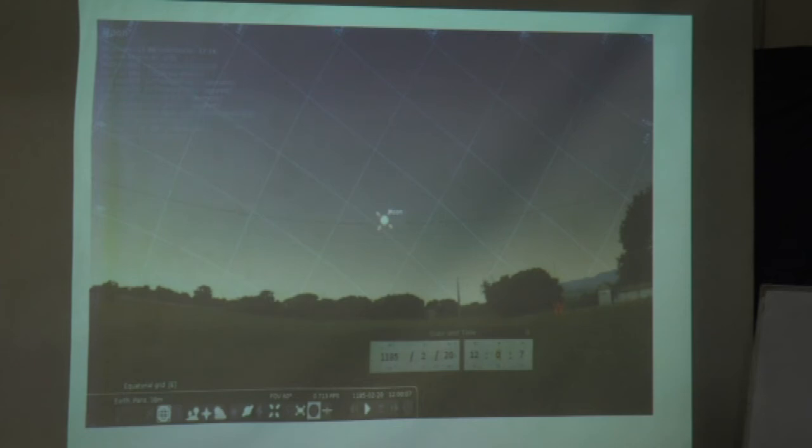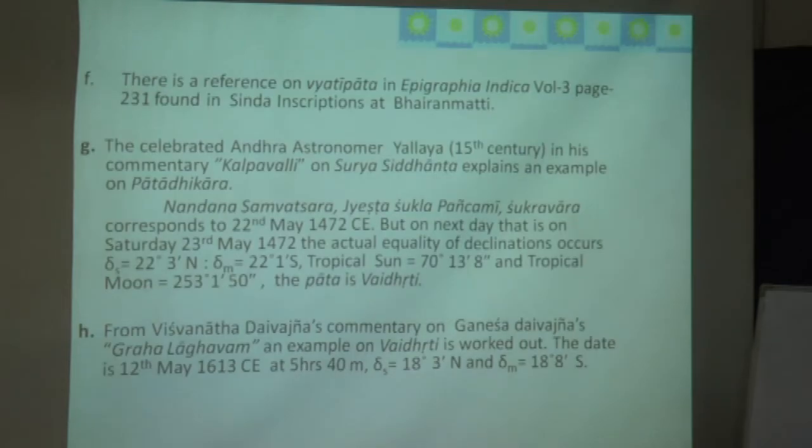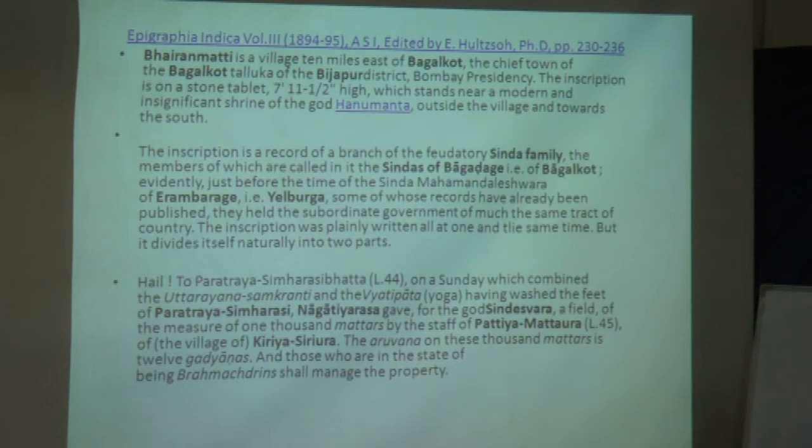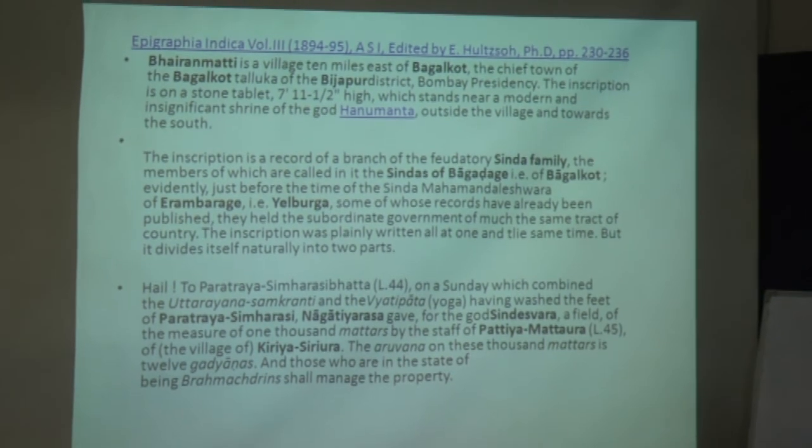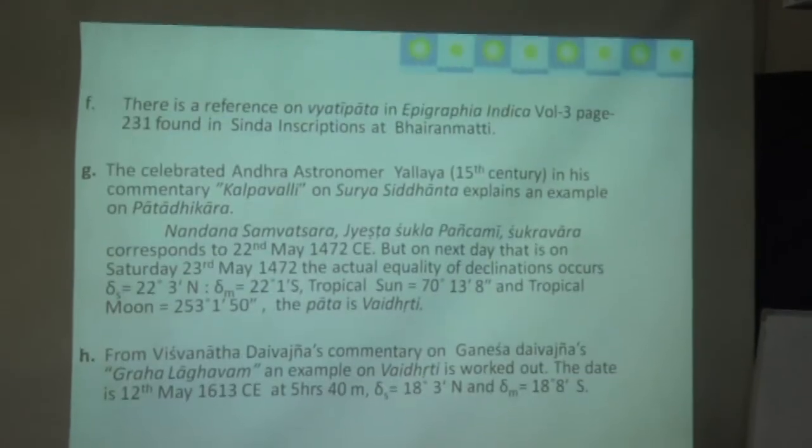One more inscription I have taken: there is a reference on Vyatipata in Epigraphia Indica volume 3, page 231, which is found in a Sinda inscription at Byranamatti. Here also I have collected this from Epigraphia Indica, Byranamatti village. Here you can see the word Vyatipata Yoga, so Uttarayana Sankranti and Vyatipata. On that day some Raja donated some land to the Brahmins. That is mentioned in it.